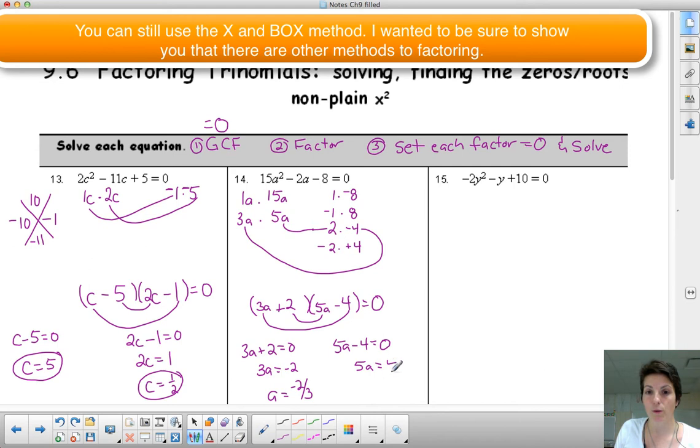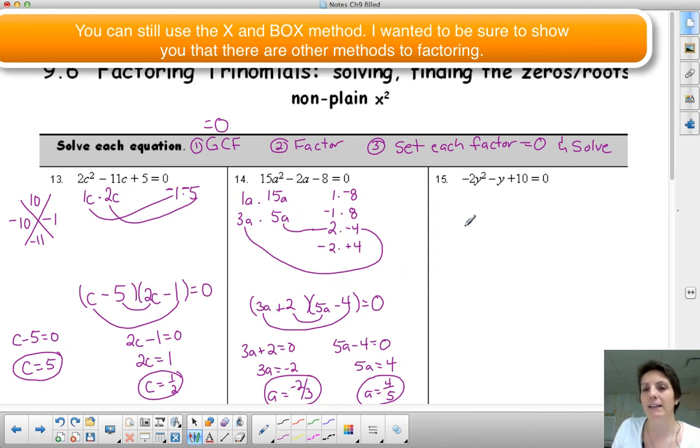5a is equal to 4. A is equal to, dividing both sides by 5, 4/5. So regardless of whether you use old-fashioned FOIL arrows or you use your X and a box, you should end up with the same factorization and the same solving. It's just this work here that might be a little bit different.